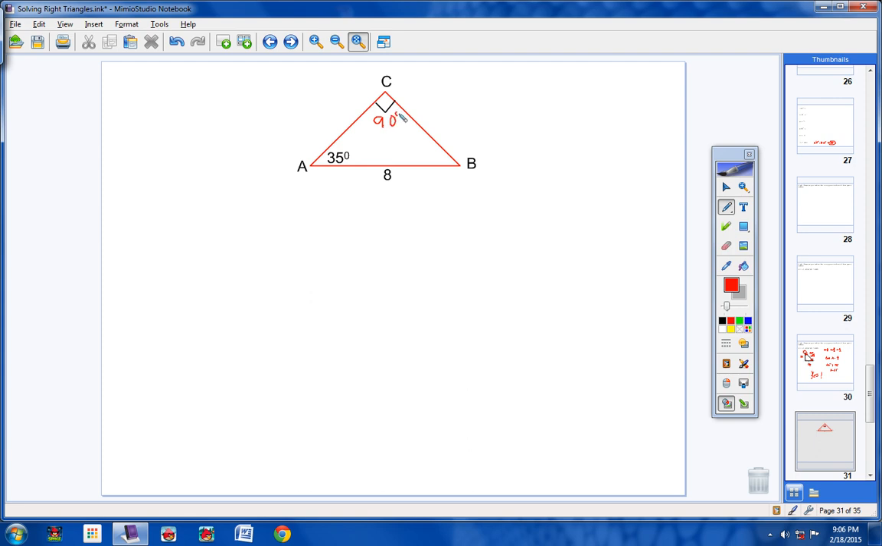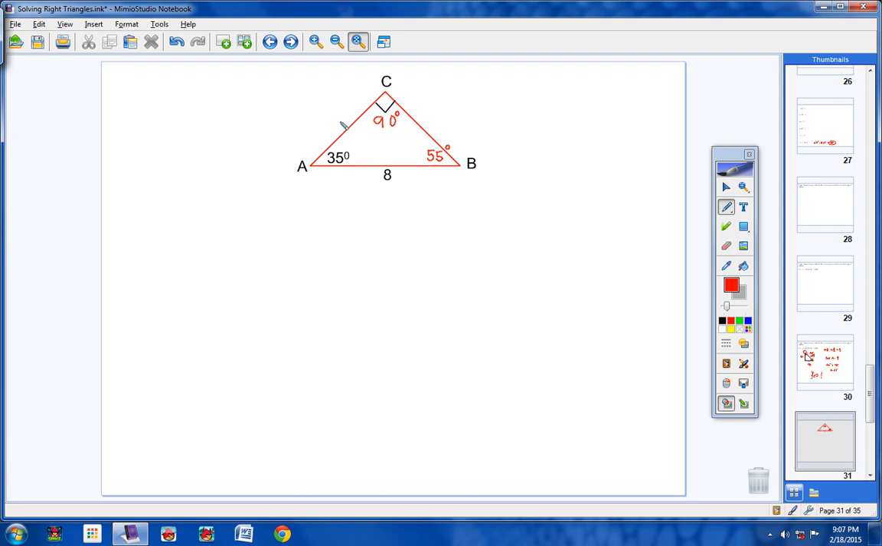So can I not very quickly find this other angle over here? Sure I can. It has to be 55 degrees because 55 plus 35 is 90, and 90 plus 90 is 180. So just like that, I found the measure of angle B.